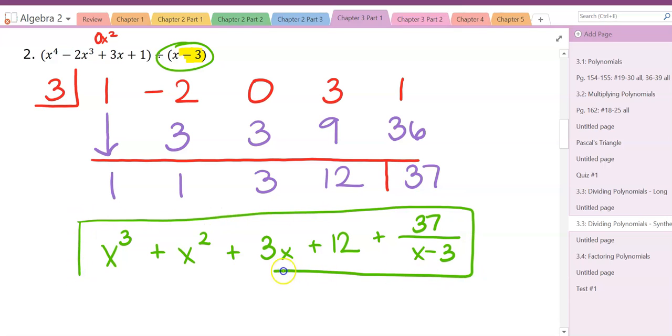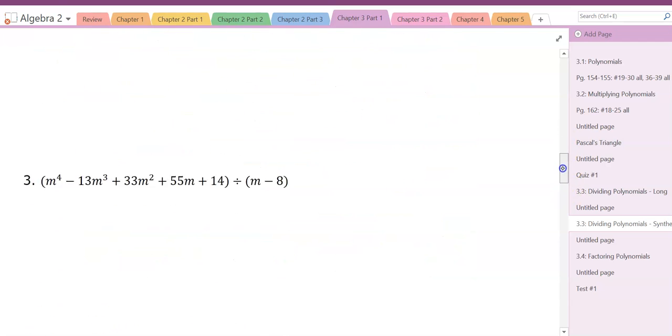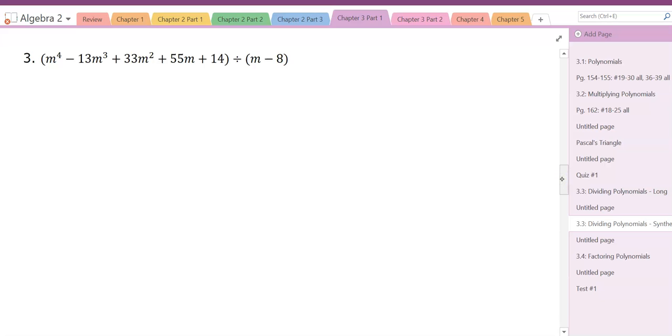Now, if in the very last box here, instead of 37, you get a 0 there, then this problem has no remainder, so you wouldn't have to add on. You would just end it at the 12. Alright, so why don't you guys give this one a try.